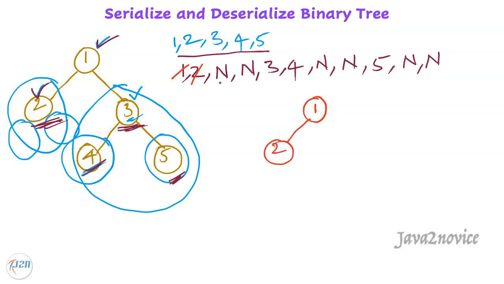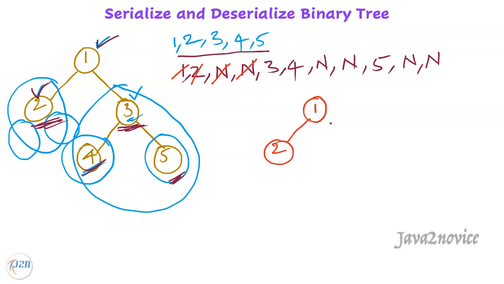The next character is again the left subtree's root node. This node's left subtree's root node. If you look at the character, it is n, which means this node does not have any left child. The next character represents this node's right subtree. Since this character is again n, this node does not have any right child here. We are done with creating the left subtree for this root node.